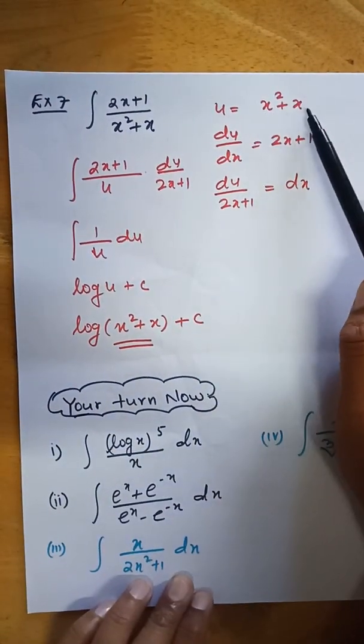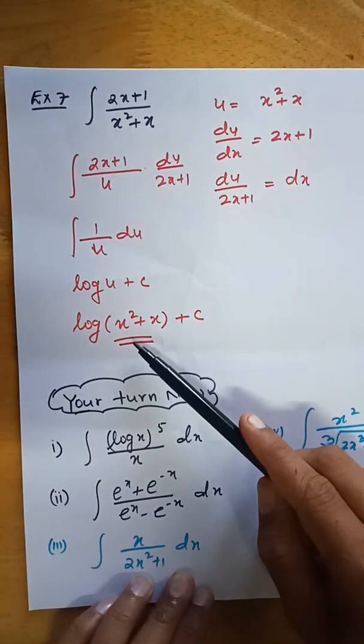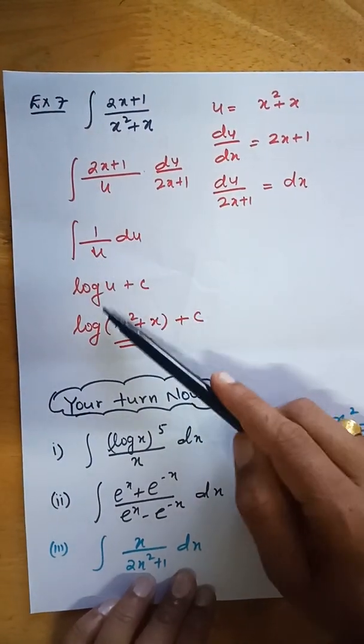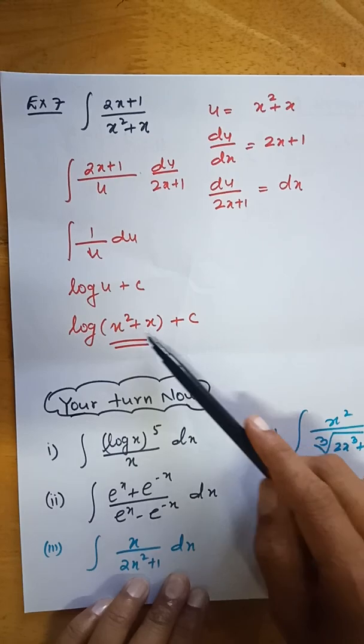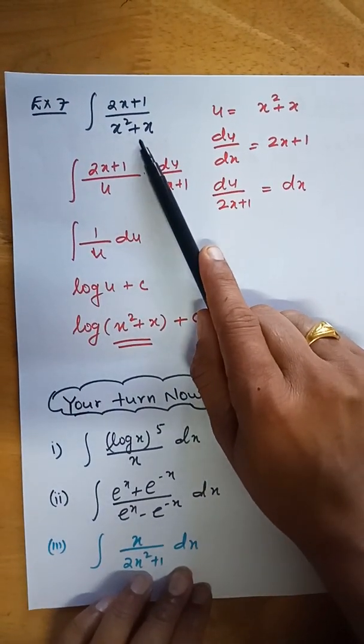So you take x square plus 1 and differentiate, and you get this. The 2x plus 1 will get cancelled, leaving 1 by u, whose integral is log u. So log of x square plus 1, plus c. See, it is the log of the denominator here.